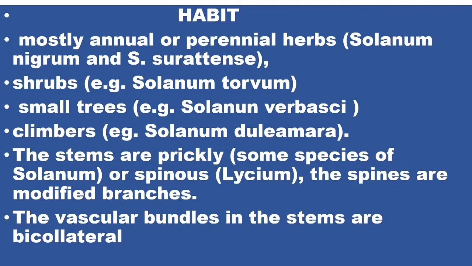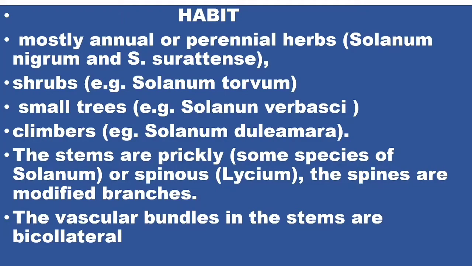Habit: mostly the plants are annual or perennial herbs, just like Solanum nigrum and Solanum xanthocarpum. Shrub, it is Solanum torvum, a small tree, Solanum verbascifolium, or some members may be climbers like Solanum dulcamara. The stems are prickly. Some species of Solanum are spinous. The spines are modified branches.